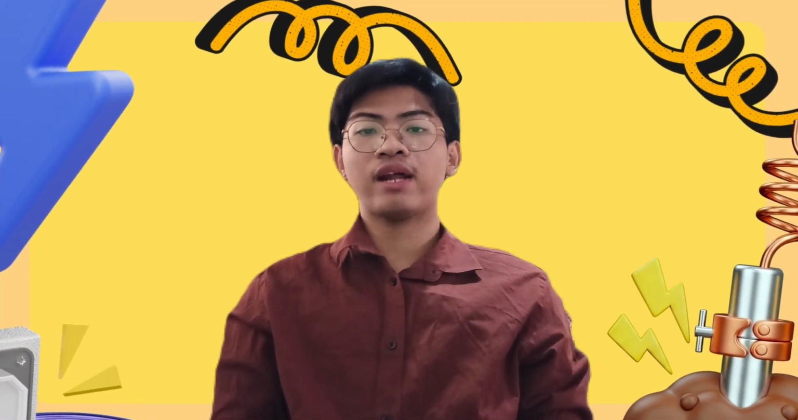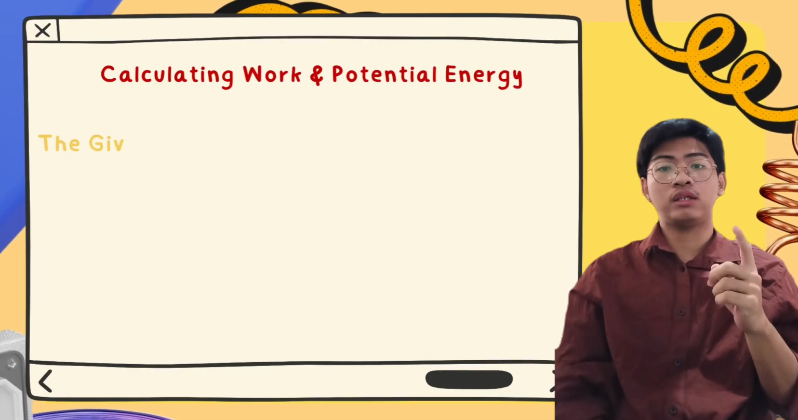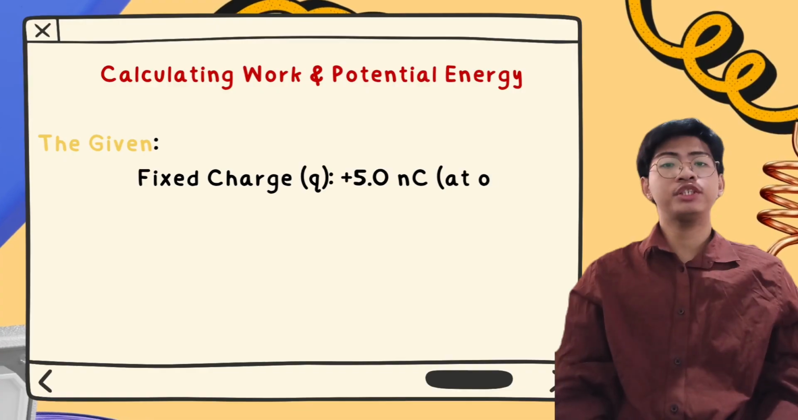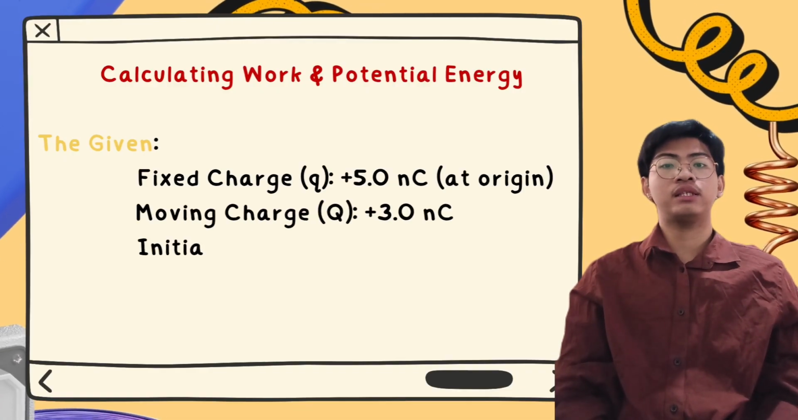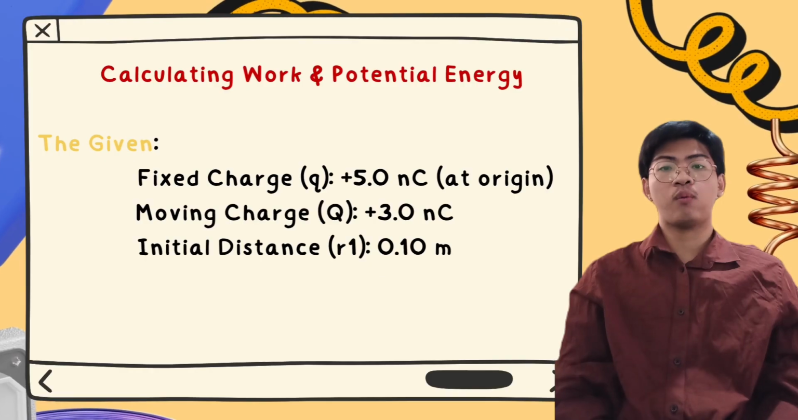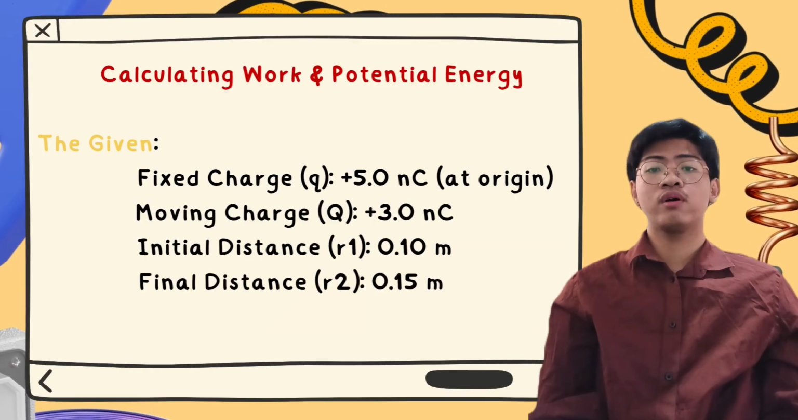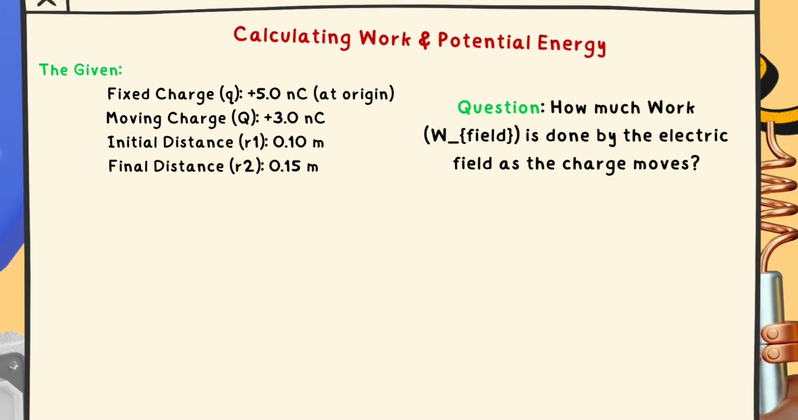Let's put this into practice. Imagine we have a fixed charge Q equals positive 5 nanocoulombs at the origin. A second charge q equals positive 3 nanocoulombs is initially at a distance r sub 1 equals 10 cm. So, how much work does the electric field do if q moves to r sub 2 equals 15 centimeters?